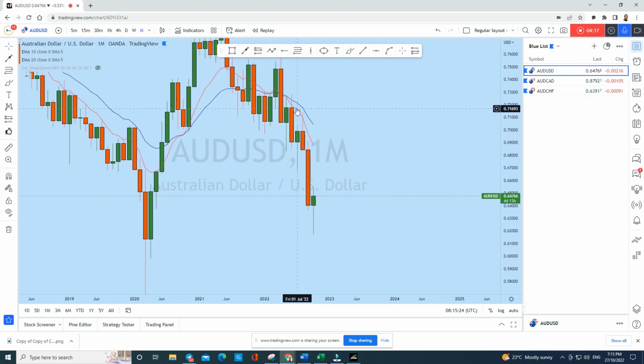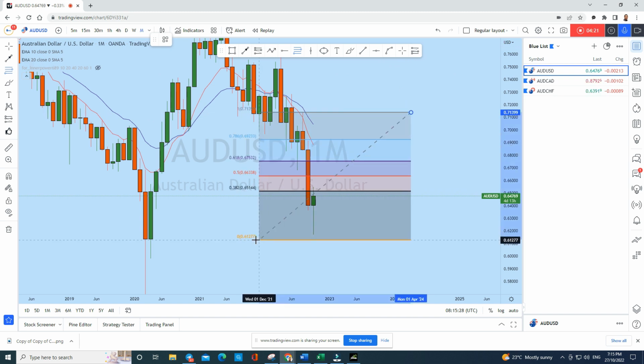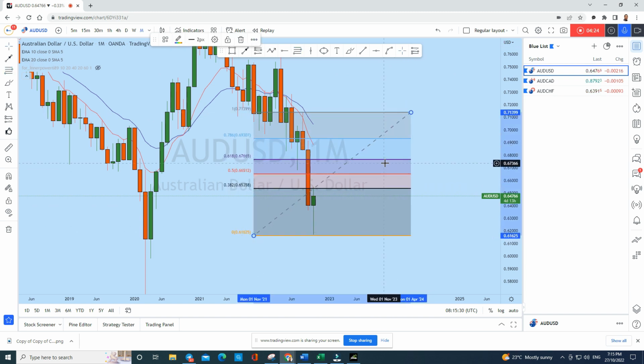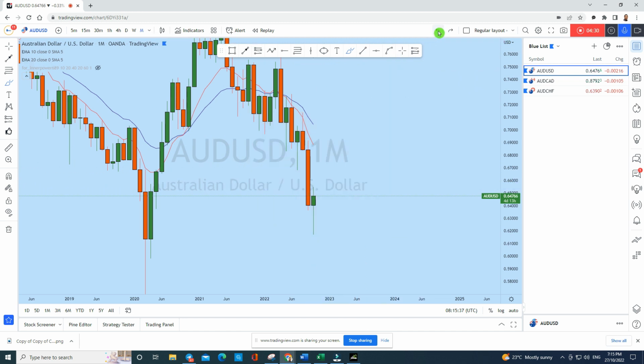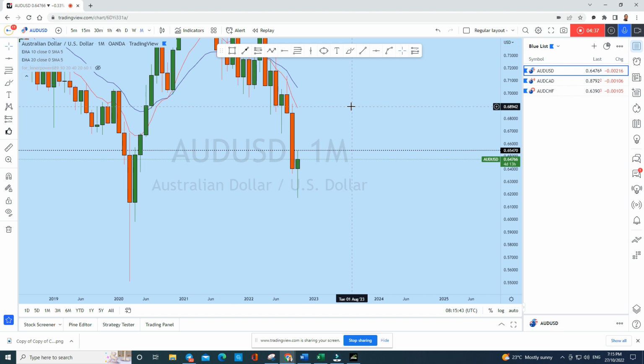Now for this impulsive move on the monthly, if we take our Fibonacci from the high to the low, we see that Aussie dollar just retraced to the 38.2% Fibonacci level, which is a sign of a strong downtrending market. Now with that retracement, we can expect Aussie dollar to have a rejection to the downside.